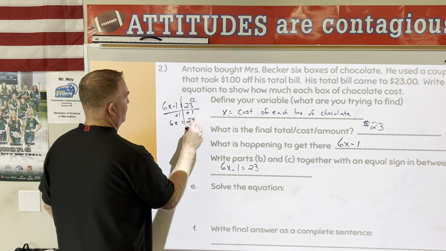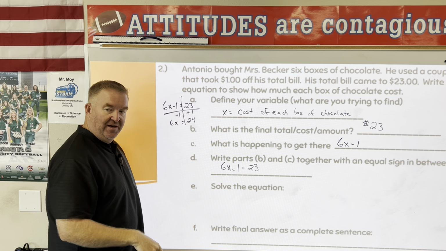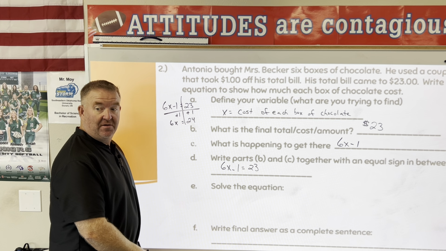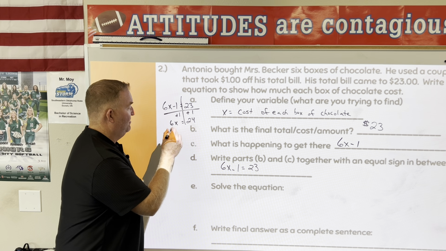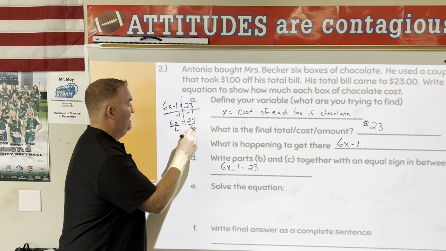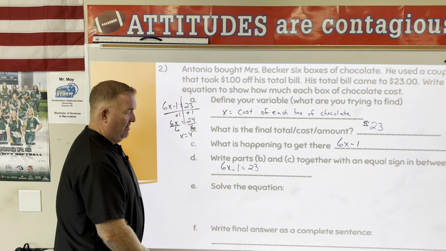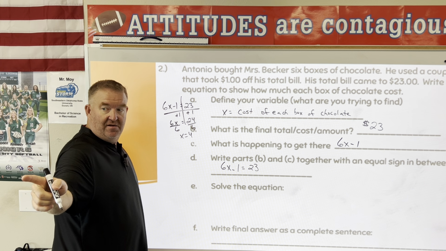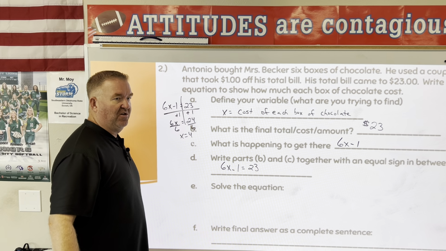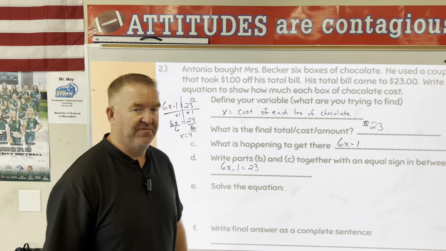Somebody else. You're doing a great job, by the way. I just want to hear from somebody else. What's up? Yeah, divide by 6. So what does x equal? What does that mean? What'd you say? Each box of chocolate costs $4. Put that down there at the bottom. That's your final answer.